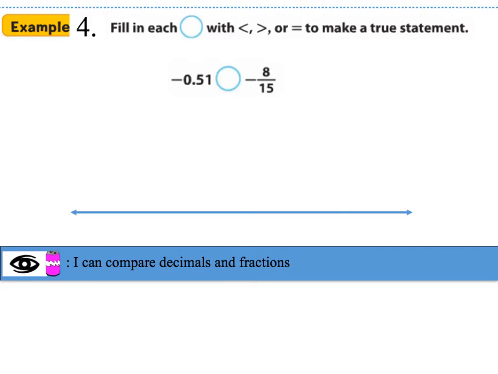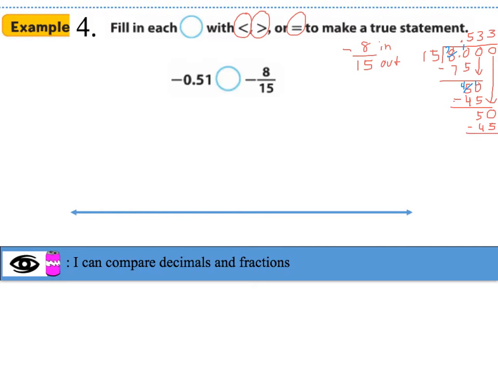So for example 4, they're asking us to compare two rational numbers, which is -51/100 and -8/15, using the less than symbol, the greater than symbol, or the equal to symbol. One thing that we might want to do is convert our fractions to decimals so that we can figure out how the two decimals are comparing. So I'm going to use -8/15, and I'm going to use the in and out method.